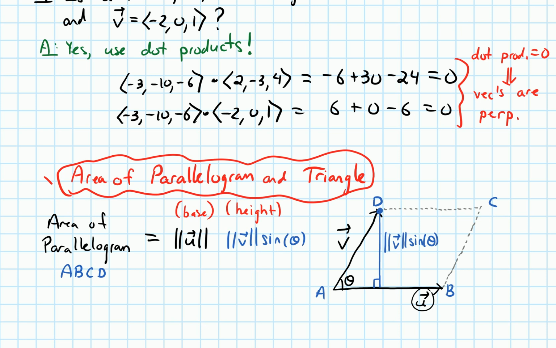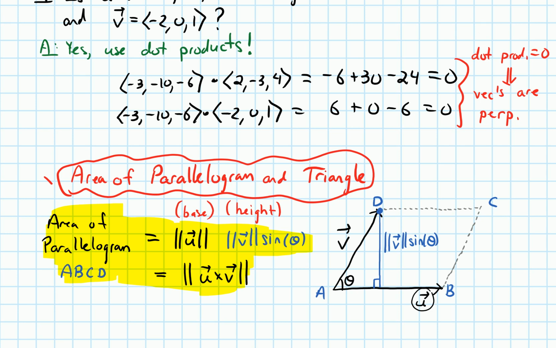But this looks familiar. This is the length of the cross product. So if my parallelogram is formed by these two vectors, I can find the area of the parallelogram by taking the cross product of the two vectors and then just taking the length of that. Okay, so let's highlight this. So area of the parallelogram is equal to the length of u times the length of v times sine of theta, but that's just the length of the cross product.